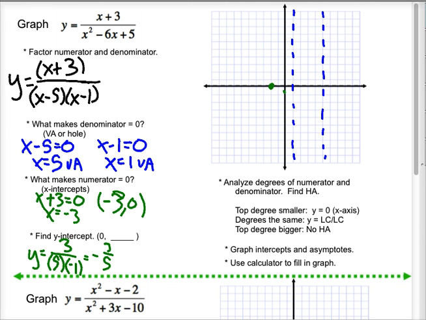All right. Now we have to analyze the degree. So the degree here, we have 1 over 2. So that's less over more. So our asymptote is at y equals 0.